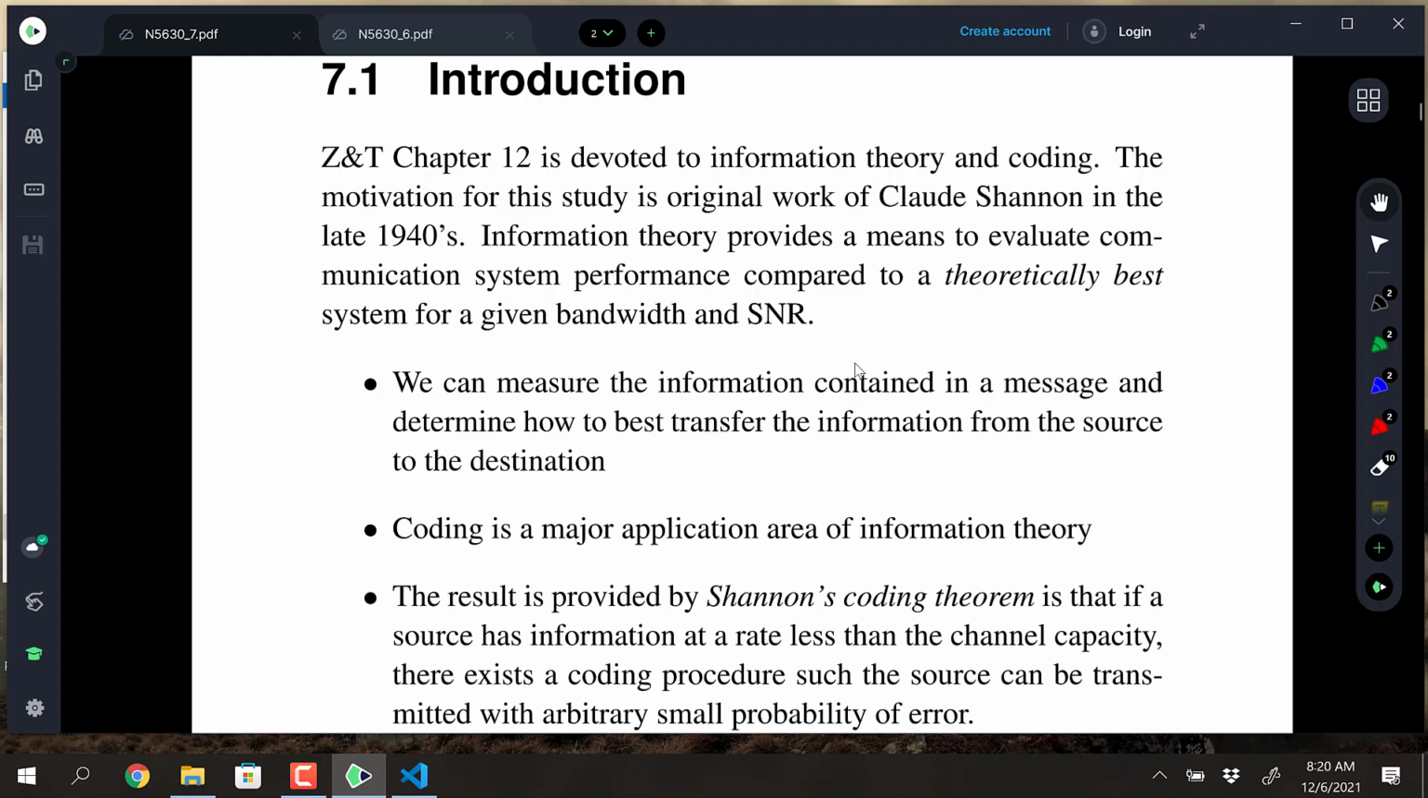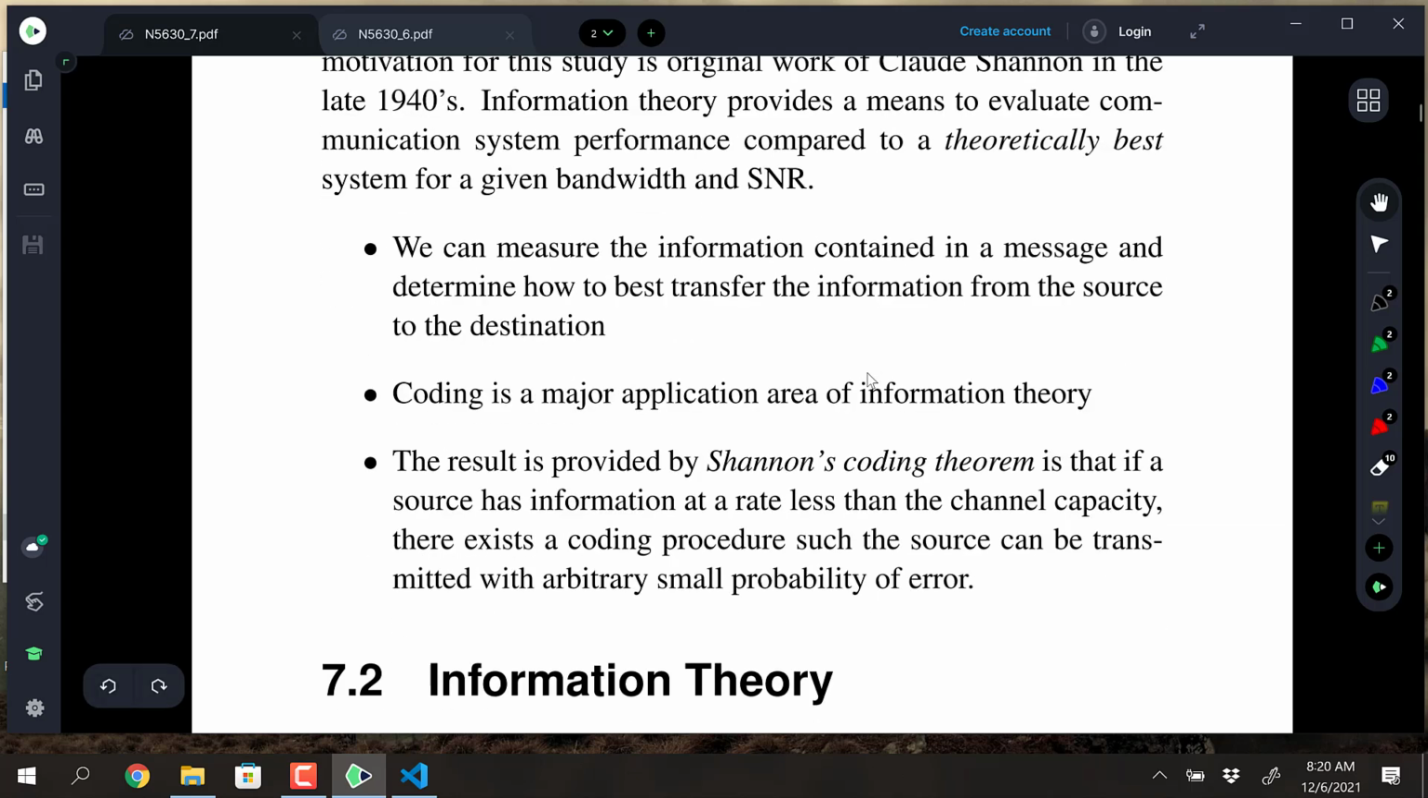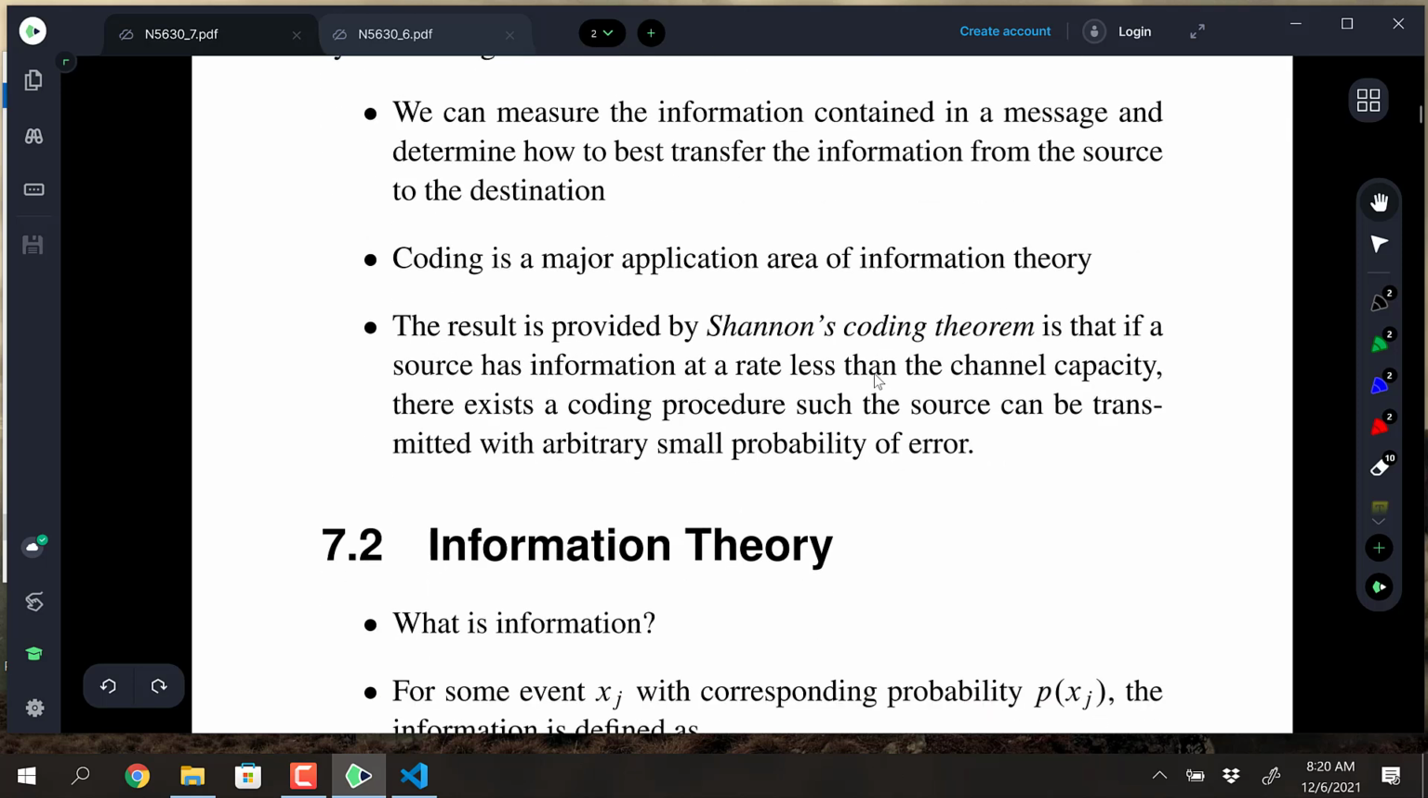But in almost all other circumstances, like certain military, certain deep space, and other things where power or bandwidth is a consideration, maybe that's not always the driving factor. So how do we measure? We're going to learn about how we measure information theory, how to best transfer it from the source to the destination, and then ponder these coding theorems.